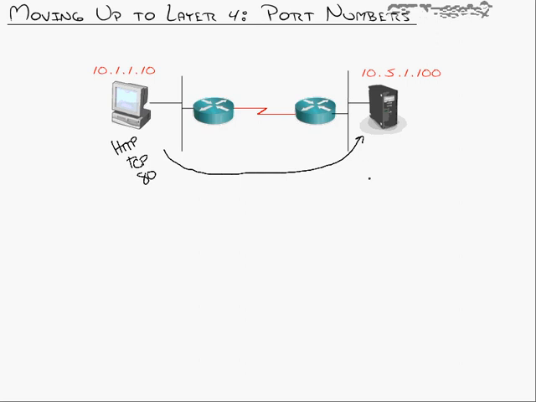Now, the way it's actually designated, and you'll see it written plenty of times, is this host on the left sends a message to 10.5.1.100 colon 80. By combining the port number with the IP address, the technical term for what you have is a socket, meaning you have opened a socket or a session over with that server. This is the destination socket that I'm going to.